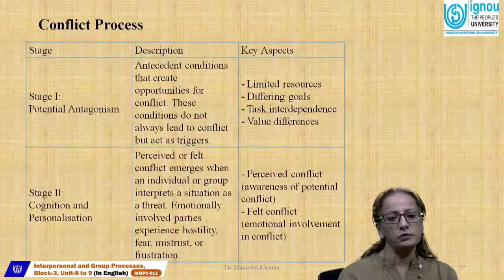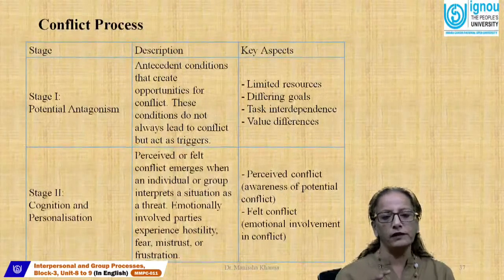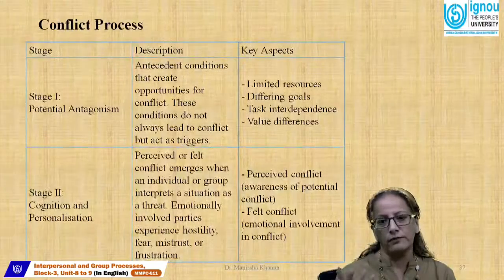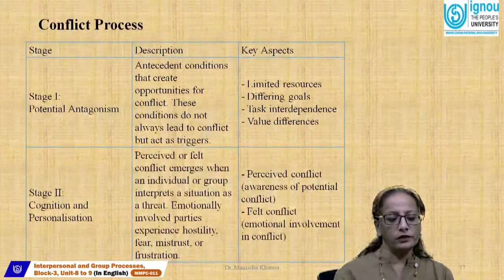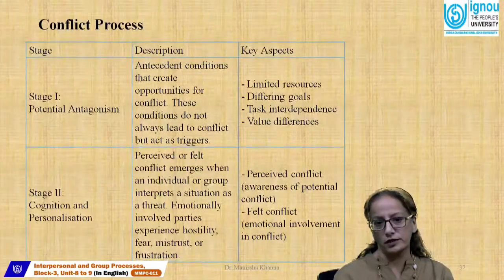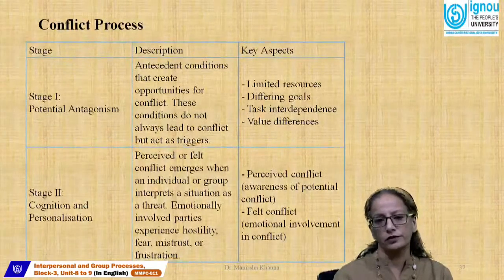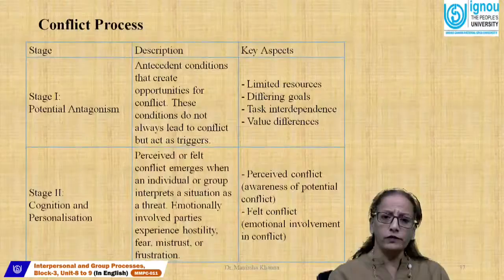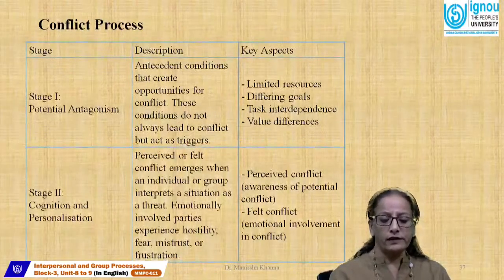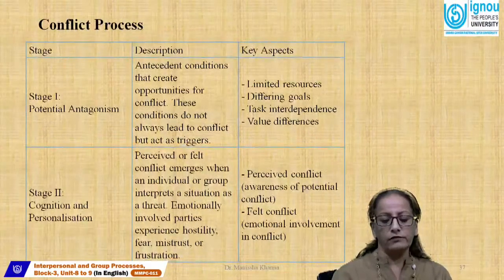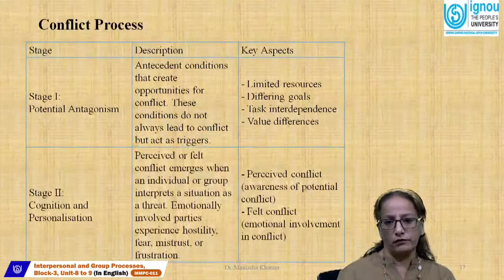In the next stage, the conflict is perceived and arises. This is when an individual or group interprets the situation as a threat, becomes emotionally involved, or experiences hostility, fear, mistrust or frustration, because here the conflict is perceived and felt, the awareness of potential conflict is there, and so is the emotional involvement of fear.